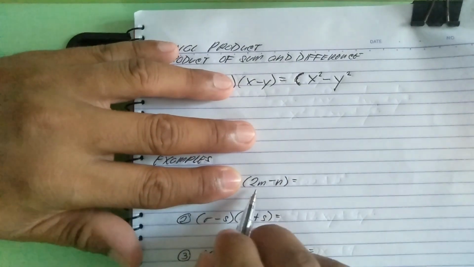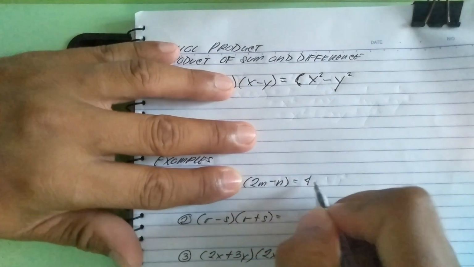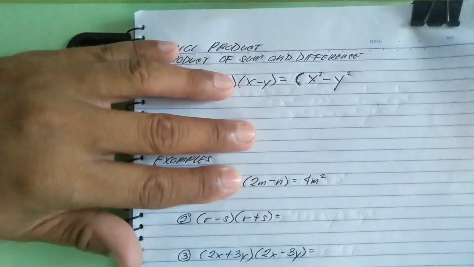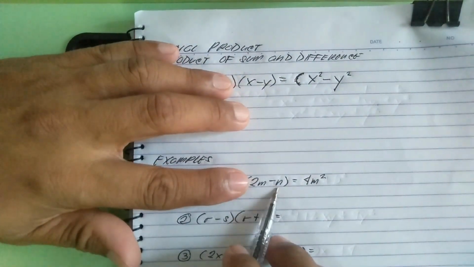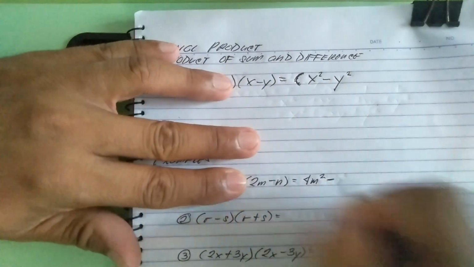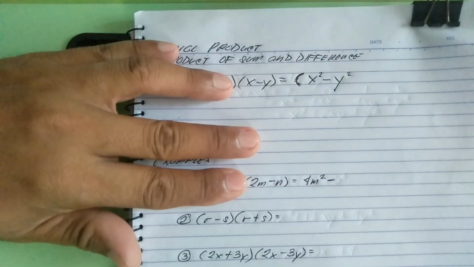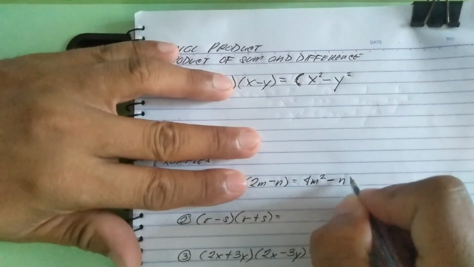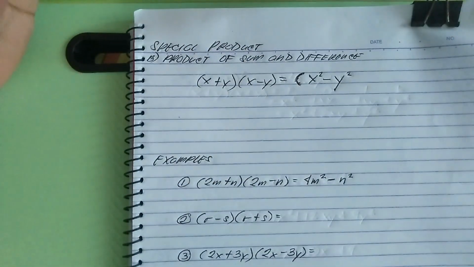Okay? We have square the first term, 4m squared. Then, square the second term. Subtraction. Minus parate ang sagot natin. Okay? N squared. Napakadali po.